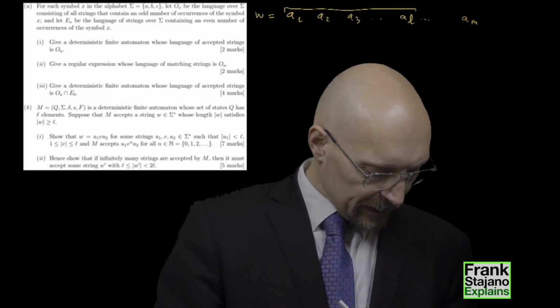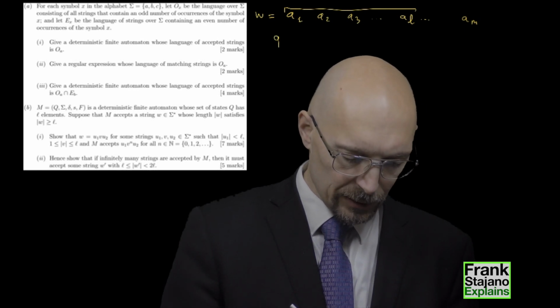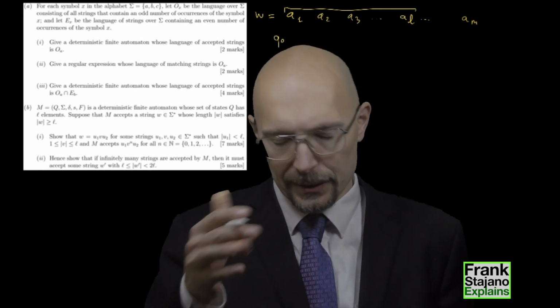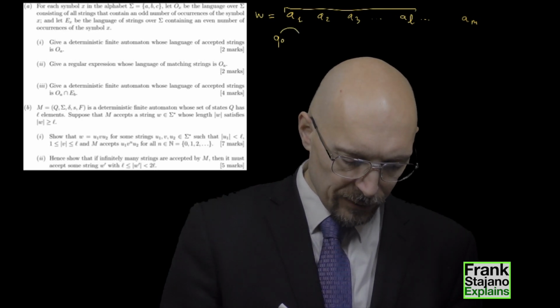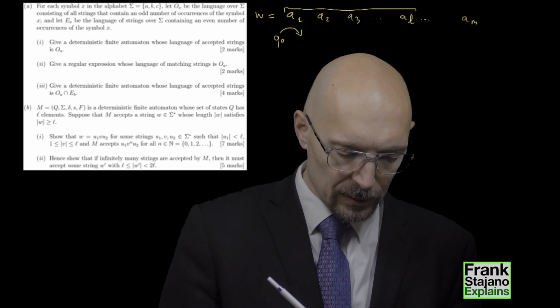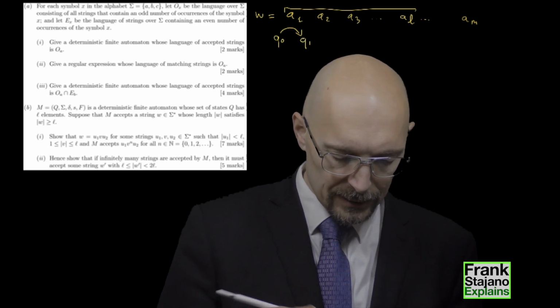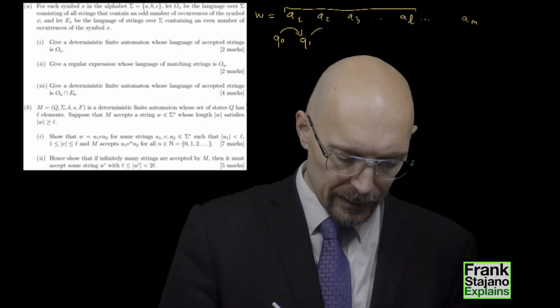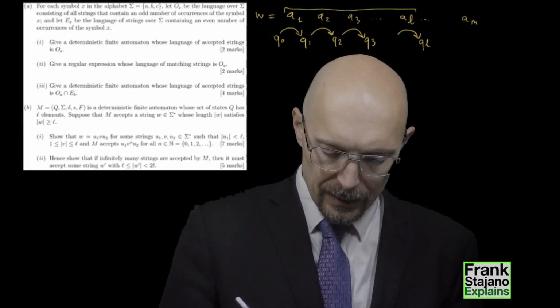then this string, starting from the first state, which I'm going to write as Q0, it's not the name of the state, it's an indicator of the state, and then the next one, following the A1 symbol, is going to transition me to another state I'll indicate as Q1, and then A2 is going to take me to Q2, A3 is going to take me to Q3, and so on, AL is going to take me to QL, and AM is going to take me to QM.